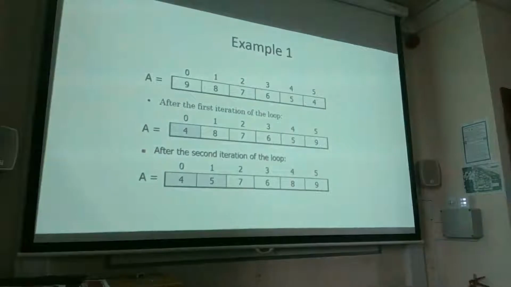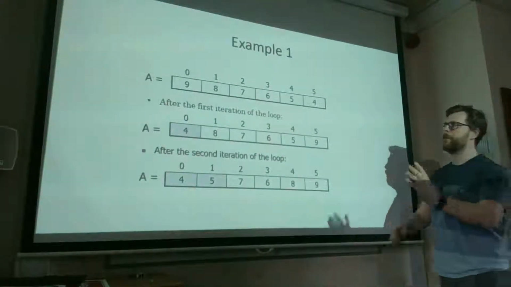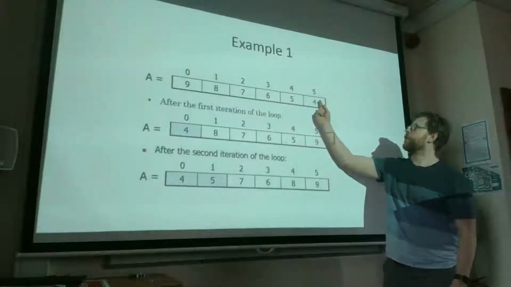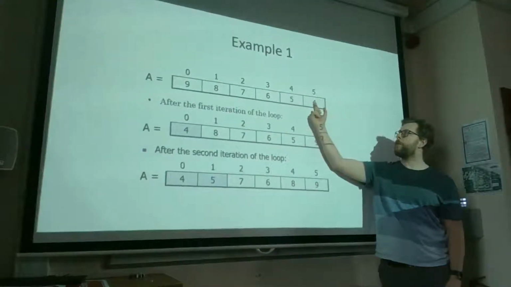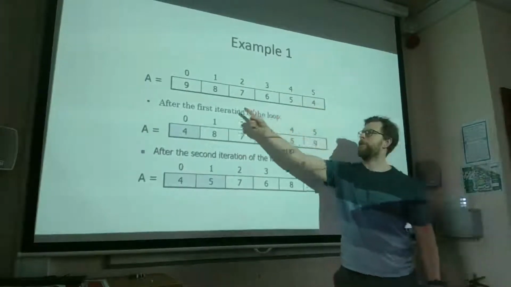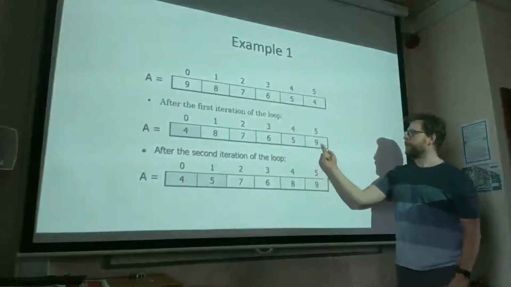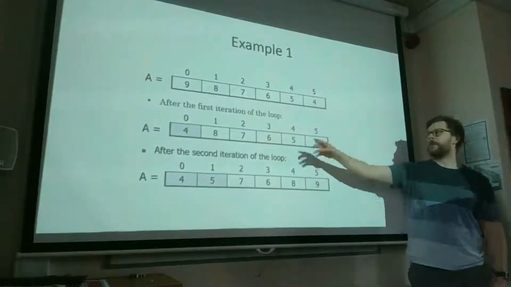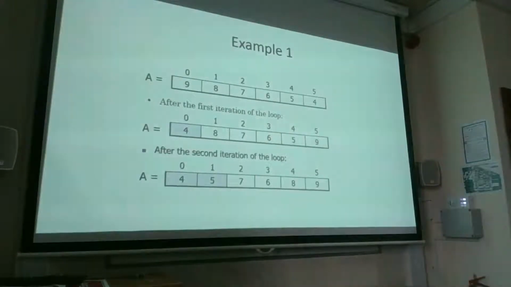Okay, so that's one pass through the inner loop. We now know with absolute certainty the location of the smallest number in that entire array. And what we do is swap this with the value we want to position. So you can see that 4 goes into position 0 and 9 gets put into position 5. Okay, and we repeat.